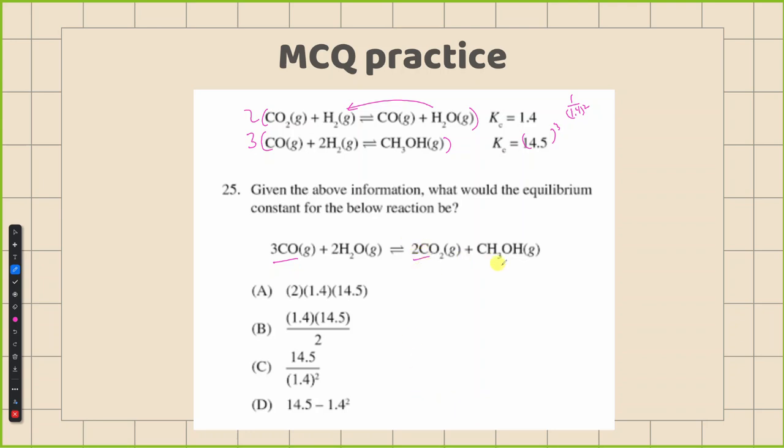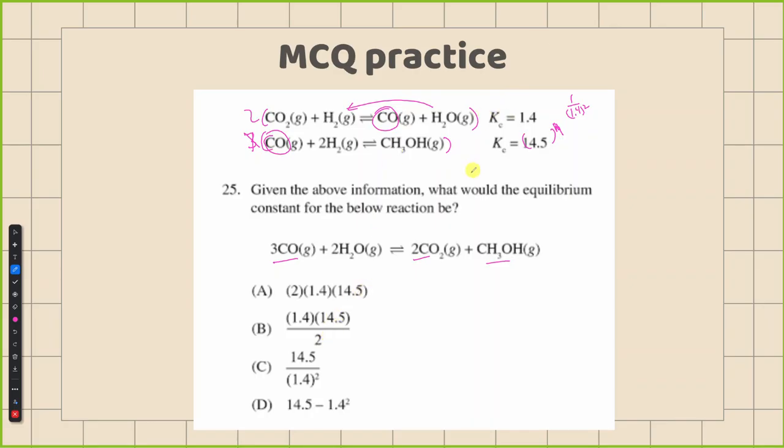Two CO2. Why is it giving me 3 COs? Oh, never mind. I don't need to multiply this one by 3, because when we multiply this one by 2 and flip it, this is going to be 1 CO and that's going to be 2 COs added together. So we don't need to do that.